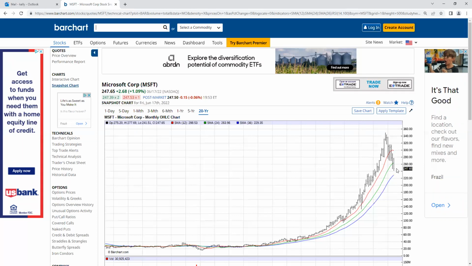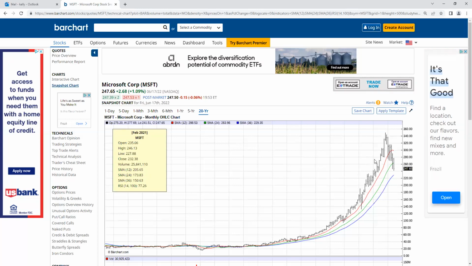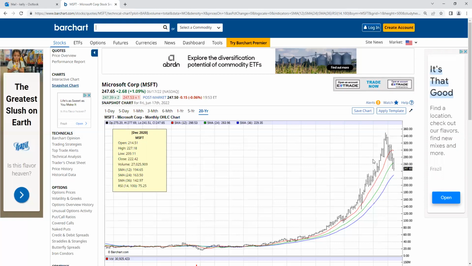Again, the risk is it goes into the tank, and whatever your risk is on those calls, you would lose that. And then the other risk is opportunity risk. If it goes through the roof, if you sold a call, that is going to cap your upside to whatever the strike price is on the call that you sold. So again, a few different things to do here.